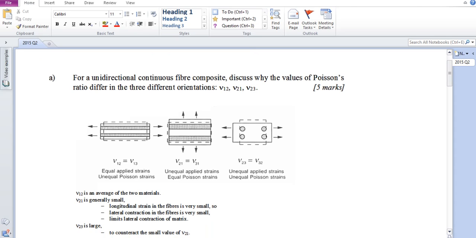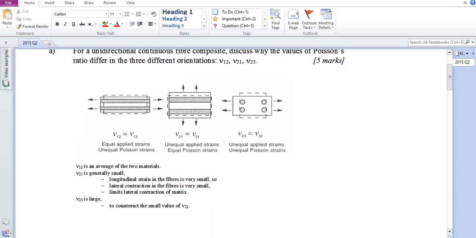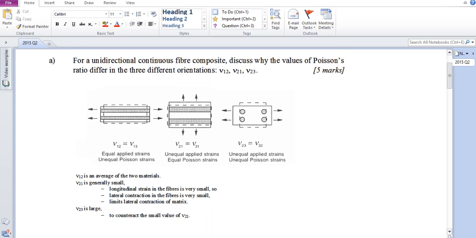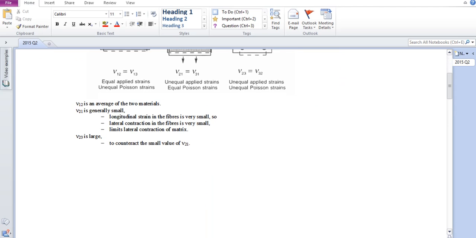I'm not going to go through this because it's all in the lecture notes. I've just copied the bit from the lecture notes in there. Have a look, have a go back to it, make sure you understand from the notes what the different bits mean, particularly in terms of what the definition of the Poisson's ratios are.